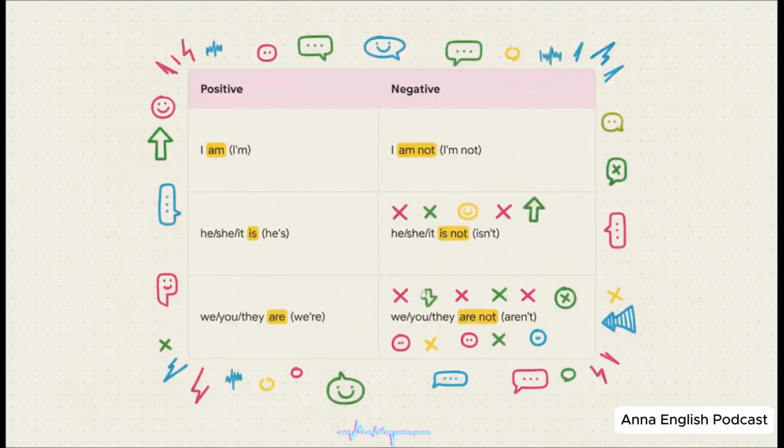Now, this slide right here shows you a little secret to sounding way more natural in English. It's all about contractions. So instead of saying the full I am, we just push them together and say I'm. Instead of he is, it becomes he's. And it's the same for the negatives. Is not becomes isn't, and are not becomes aren't. Using these is a huge step to sounding fluent.